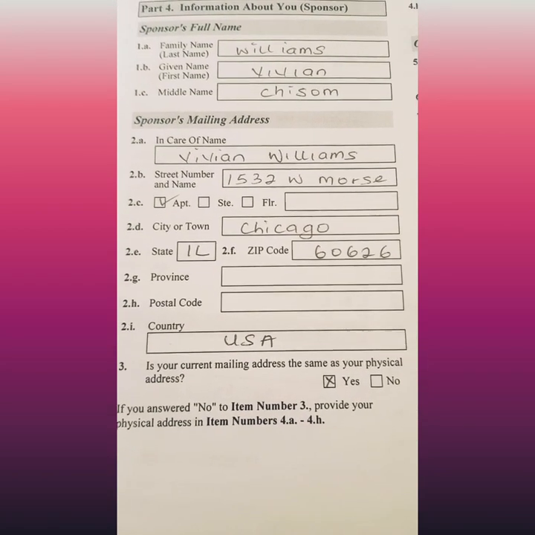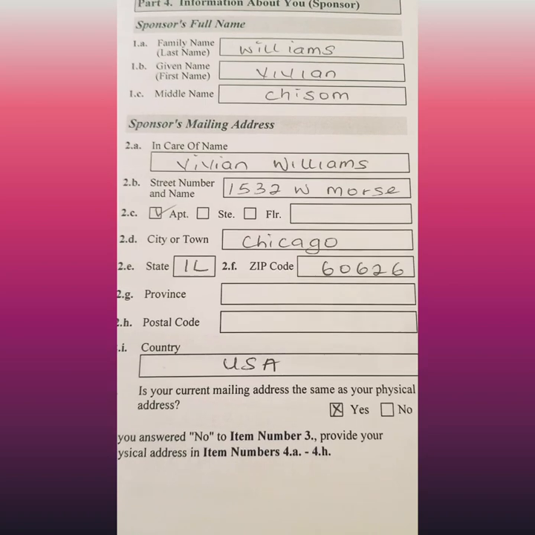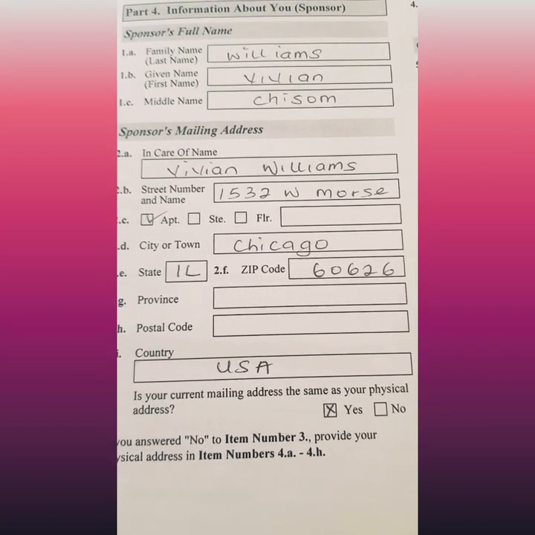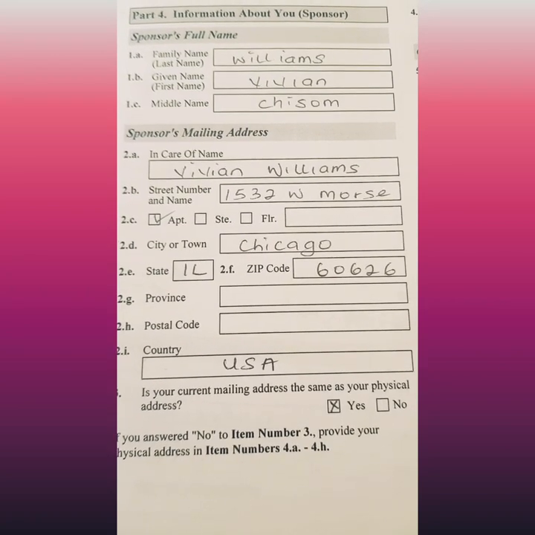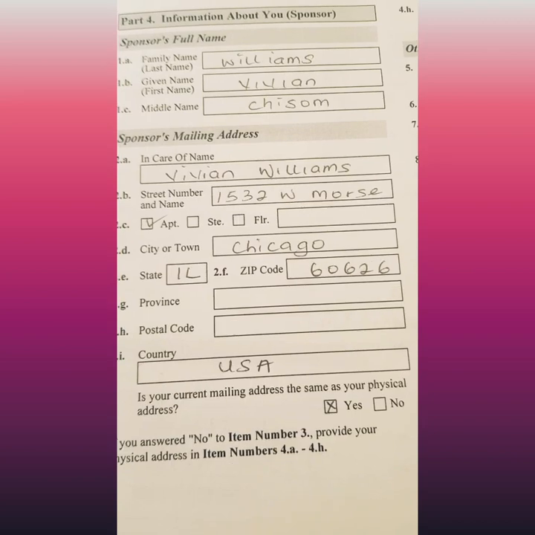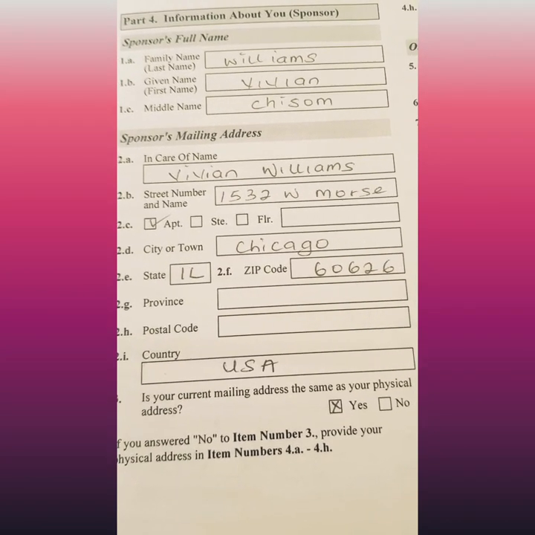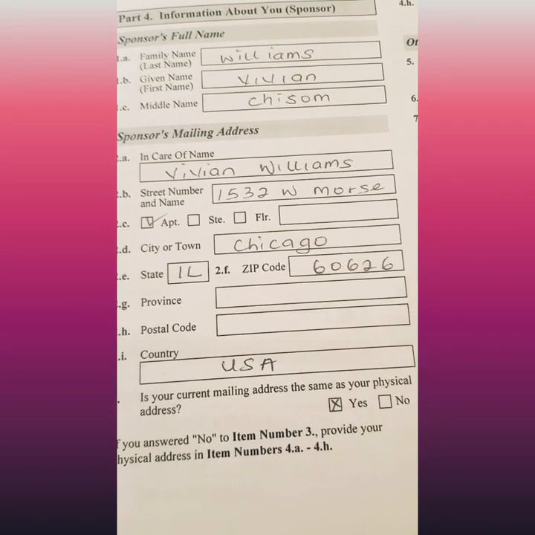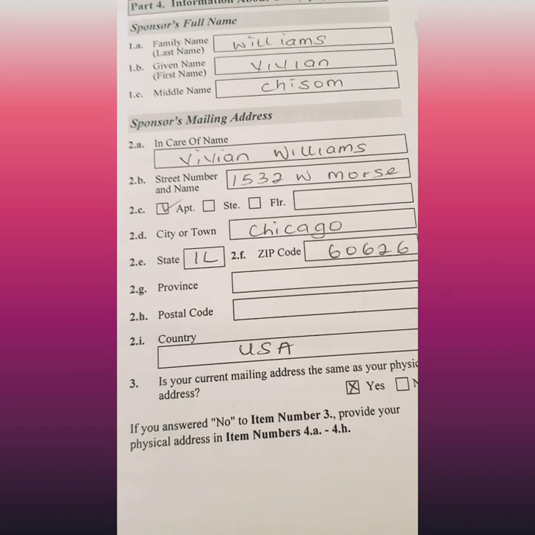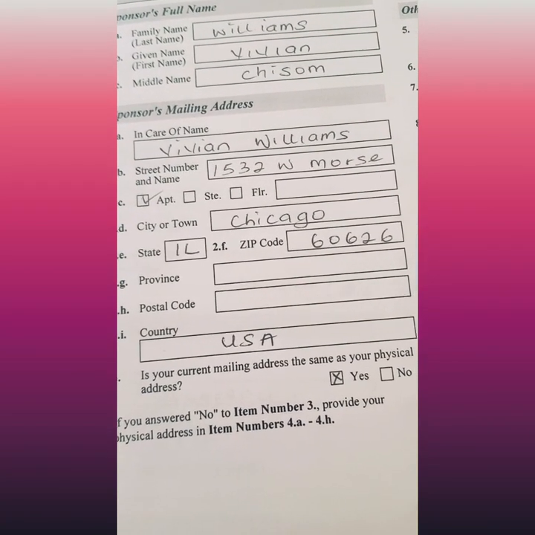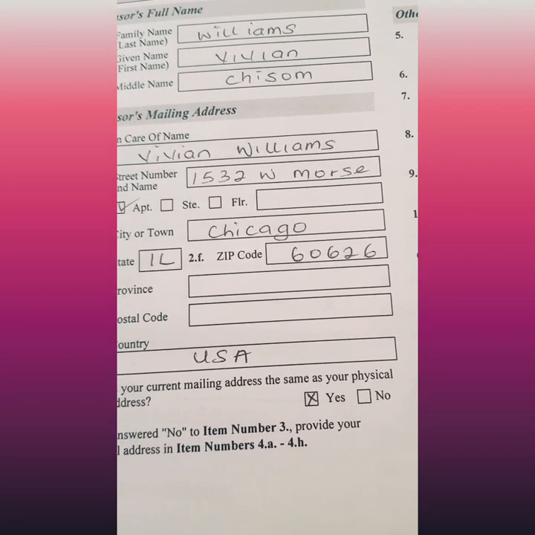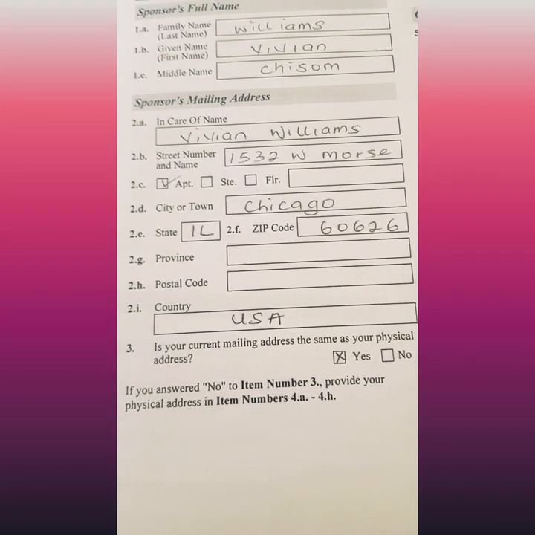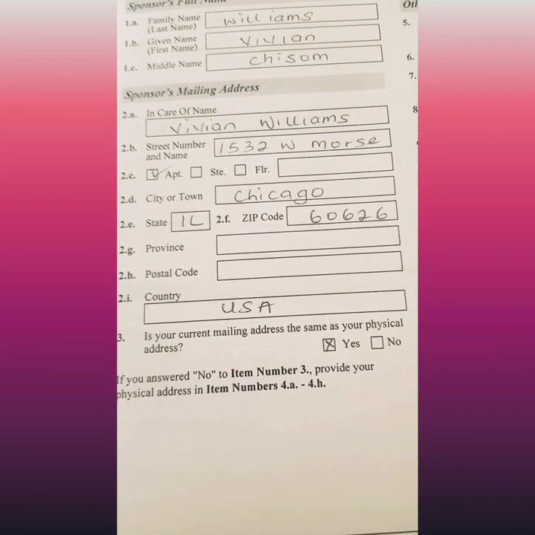So we move over to the mailing address. 2A, in care of name, Vivian Williams. This is also for the sponsor's mailing address. 2B, the street number and name, 1532 West Moss. Is it an apartment, street, or floor? So we click on apartment. 2D says city or town. So this person stays in Chicago. That's the city. The state, 2E, is Illinois. 2F is the zip code. That's 60626. Province, they don't have a province. 2H, postal code, they don't have a postal code. 2I, the country is USA.